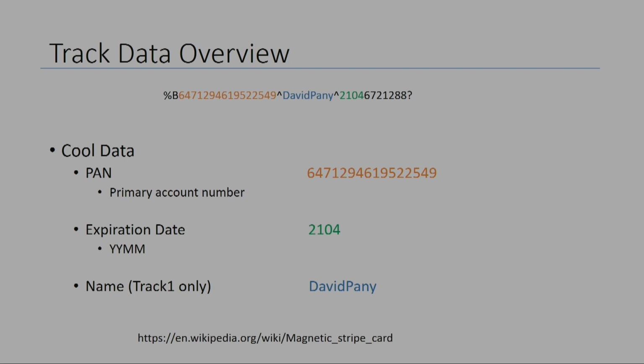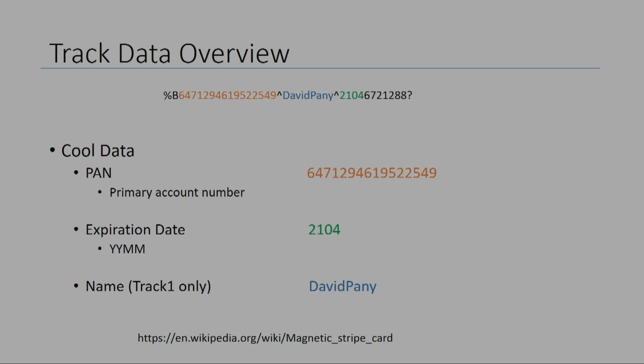That's the number on the front of your card. Highlighted in blue there is going to be my name. And highlighted in green is going to be the expiration date in year, month format. Track 2 will be the exact same, except some of the delimiters at the beginning and the end will be different. And instead of a caret, name, caret, it'll just have an equal sign.